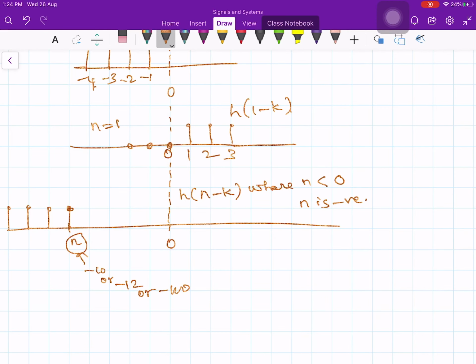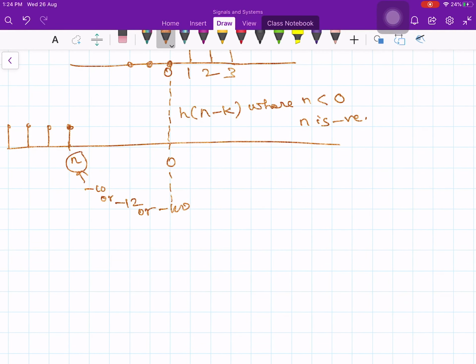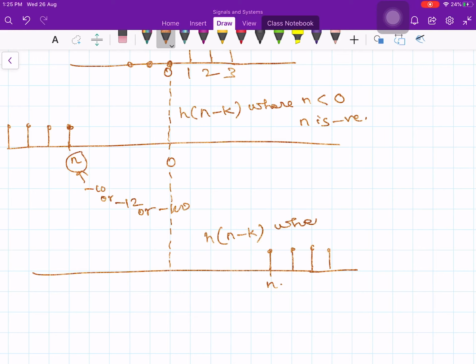Let me extend. Then let us say some arbitrary point, let me take here n, then it starts from n and it keeps on going, and this one is h of n minus k again, where n is greater than 0, that is n is a positive value. N takes only positive values. That's all. These are different delays.